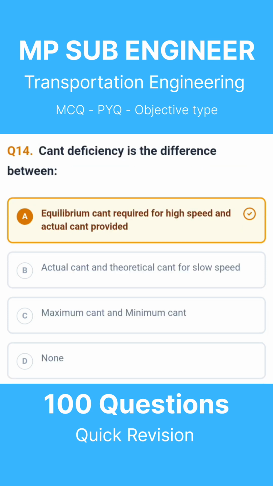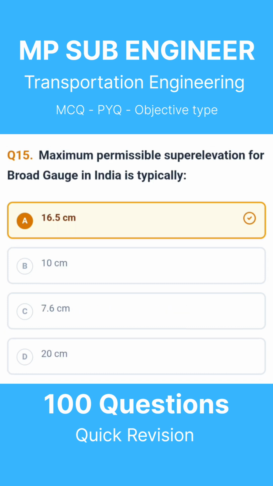Question 14. Cant efficiency is the difference between. The correct answer is equilibrium cant required for high speed and actual cant provided. Question 15. Maximum permissible superelevation for broad gauge in India is typically. The correct answer is 16.5 centimeters.